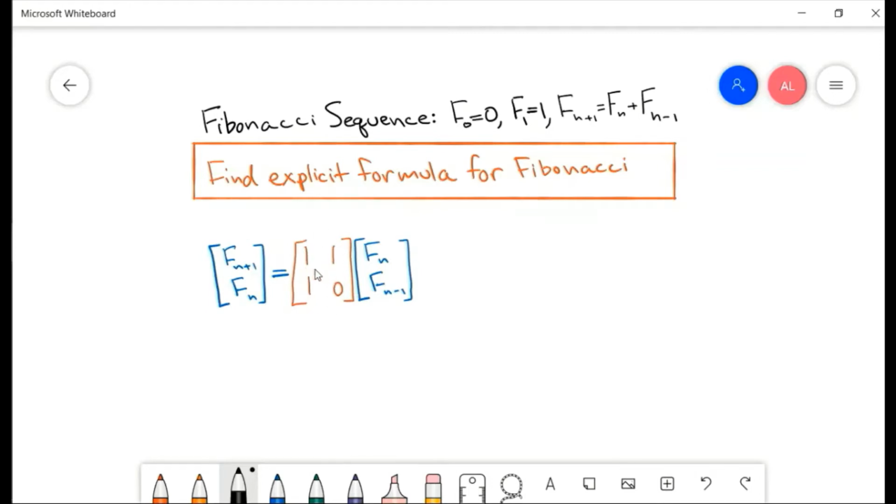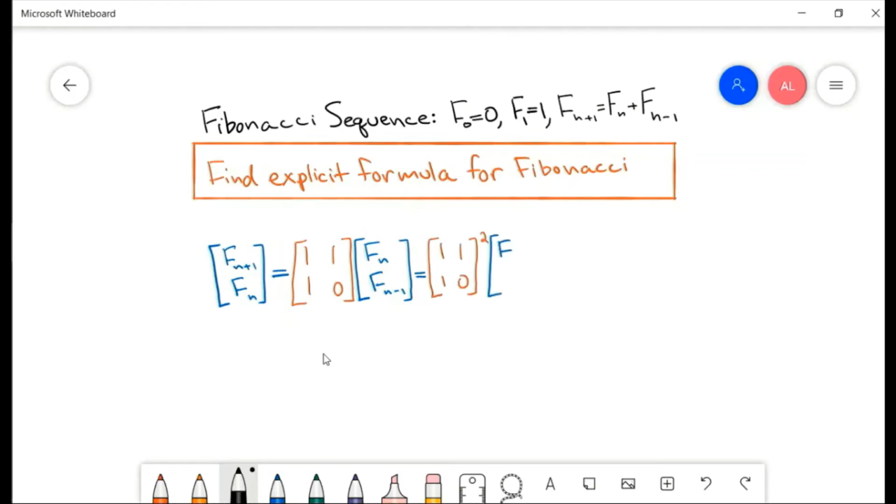Why? Well, because this 1 multiplied by f of n plus this 1 multiplied by f of n minus 1, right? This just matrix vector multiplication, is equal to this term right here. And then 1 times f of n plus 0 times f of n minus 1 is equal to f of n.